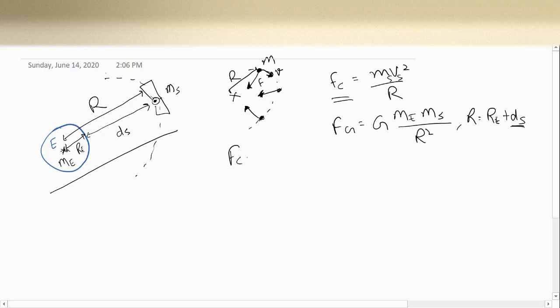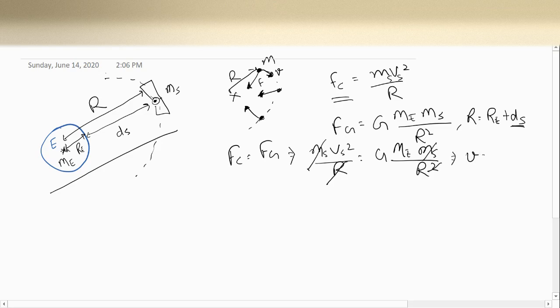Okay, then as we said, centripetal force is provided by gravitational force. This gives us ms vs squared over r equals gravitational constant G me ms over r squared. So then r cancels, and interestingly ms also cancels, giving you v just equals the square root of gravitational constant times mass of Earth over radius. Now this is a very important concept in physics.